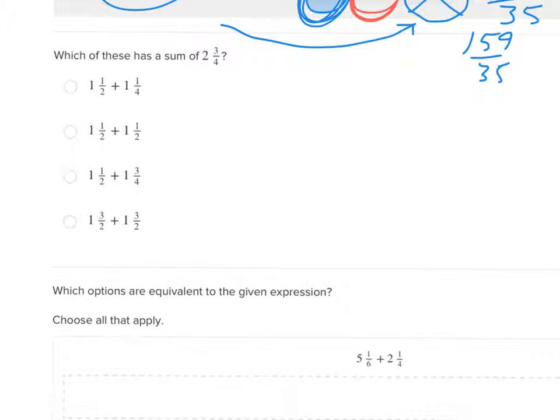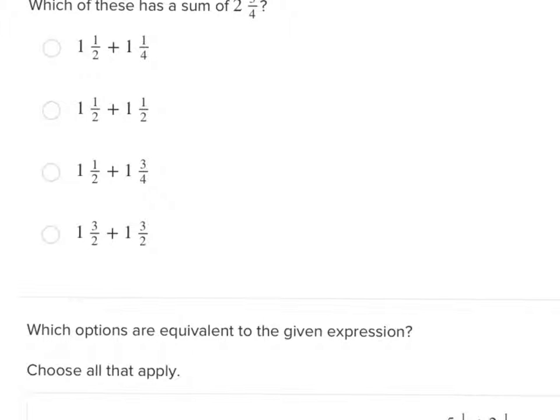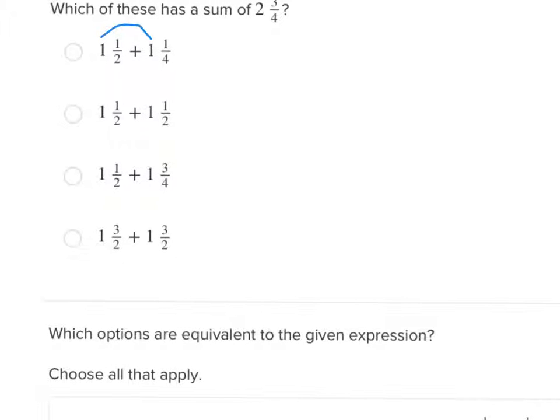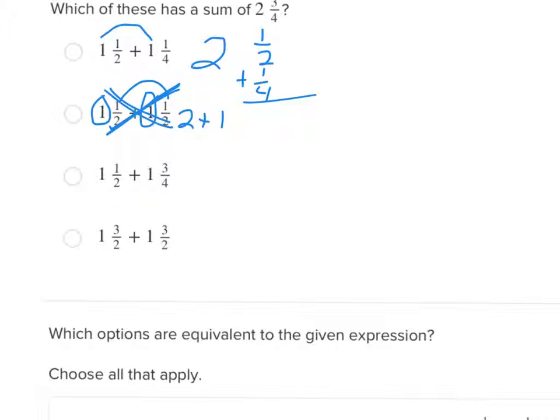Which of these has a sum of 2 3/4? Okay, well, let's use some common sense here first. I'm just looking at the whole numbers and seeing what's left. So I'm going to add up the whole numbers first. 1 plus 1 is 2, and then I have to add 1/2 plus 1/4. Could be. When I look at the second one, 1 plus 1 is 2. Half plus a half is another whole. So this ends up being 2 plus 1 whole. That's 3. So that's not 2 3/4. So that can't be the answer.